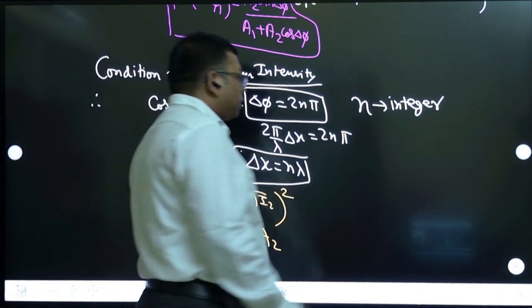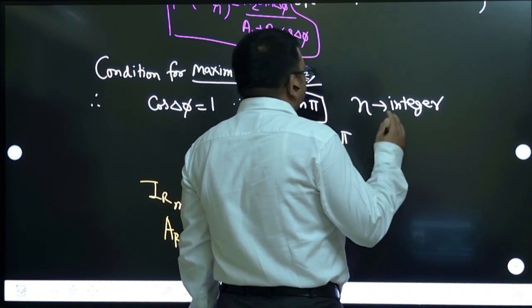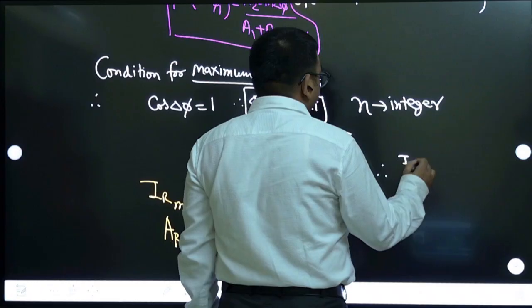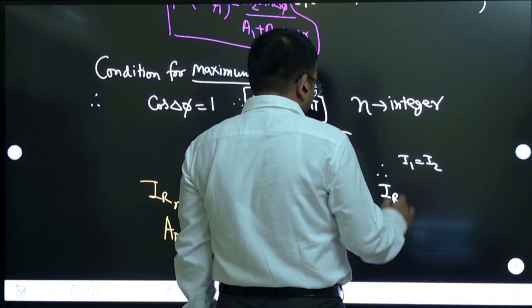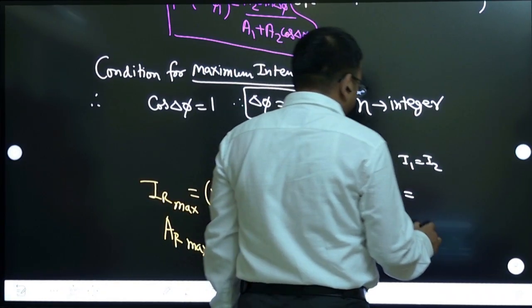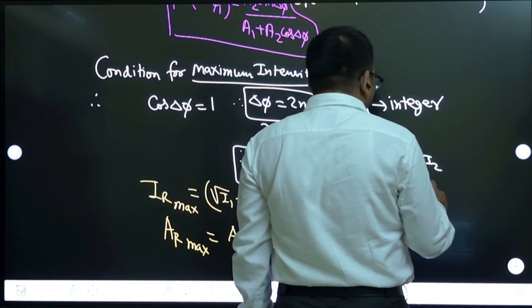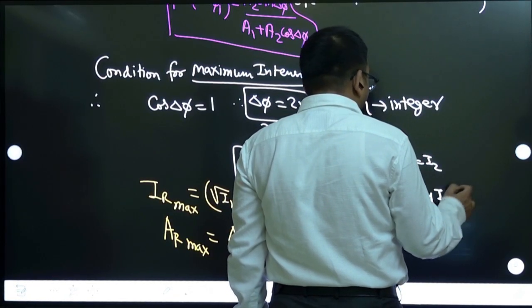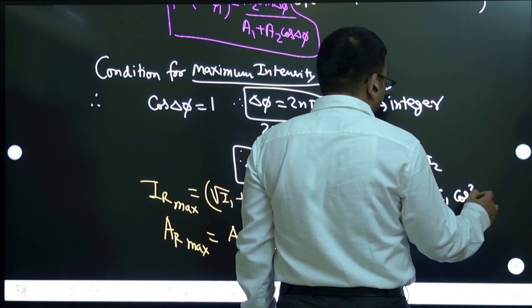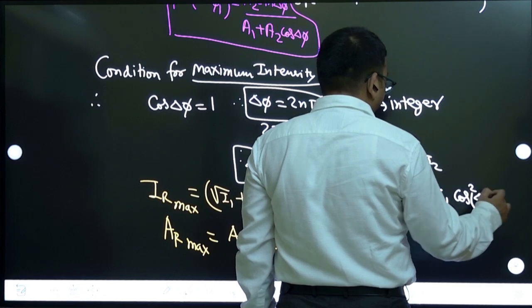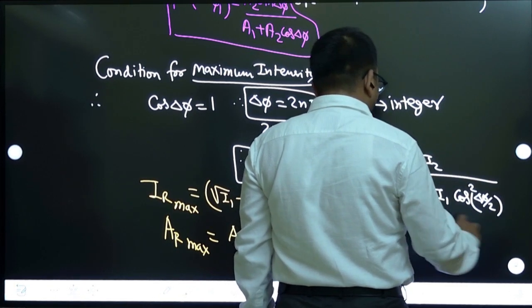Also note that if the intensities of the sources are equal, let us say I1 and I2 are equal, then the resultant intensity can also be written as 4I1 or 4I2 cos square delta phi by 2. This we need to know. After you simplify, this can be written like that.